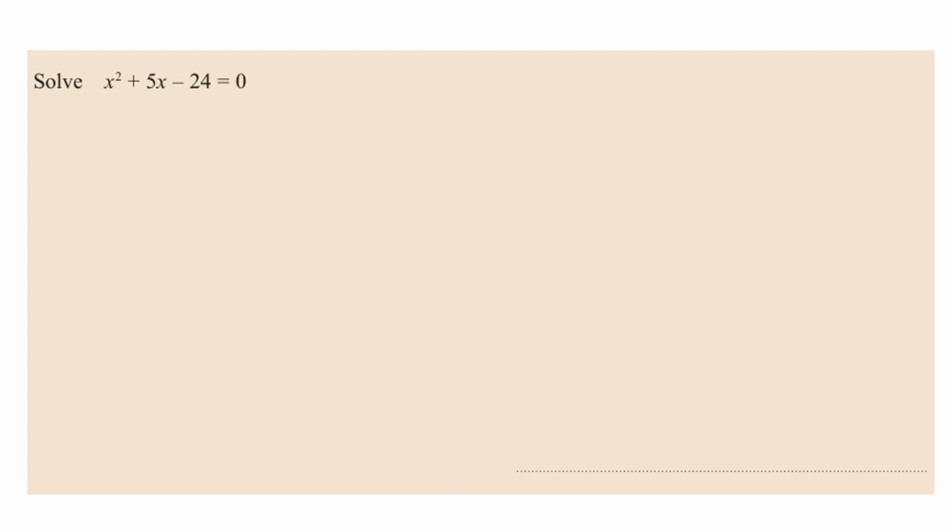3-mark question. So this 3-marker, on solving a quadratic equation, we're asked to solve x squared plus 5x minus 24 equals 0. So solving a quadratic, there are 3 different methods: factorizing, the quadratic formula, or completing the square. We try to factorize first, so I'm going to open up here a pair of double brackets.